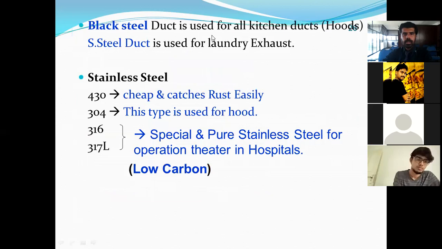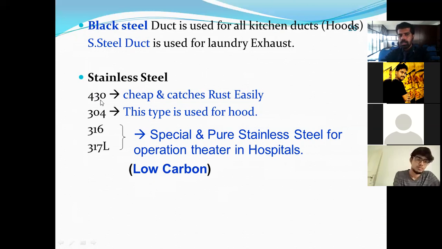Black steel duct is used for all kitchen ducts. Stainless steel duct is used for laundry exhaust because moisture and fumes are mainly present there. Now, these are different categories of stainless steel. Some are cheap and catch rust easily. 304 is used for wood. 316 and 317L are special, pure stainless steels with low carbon, used for operation theaters in hospitals. So these are the different categories of stainless steel.